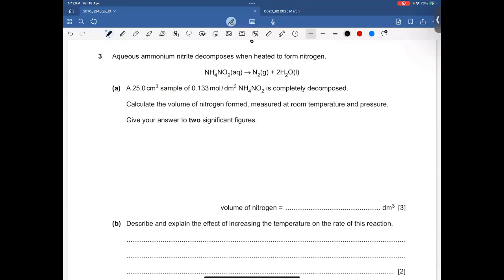Question number 3. Aqueous ammonium nitrite, which has a formula of NH4NO2, decomposes when heated to form nitrogen. A 25 cm cube sample of 0.1 mole per dm cube ammonium nitrite is decomposed completely. Calculate the volume of nitrogen formed at room temperature. The answer needs to be given in two significant figures. So I know the concentration and I know the volume, which means I can find the moles of ammonium nitrite.